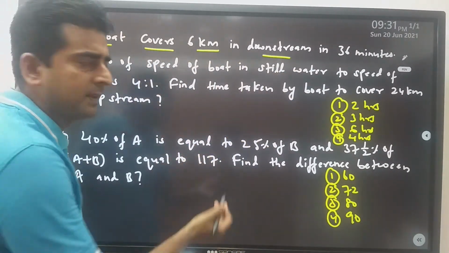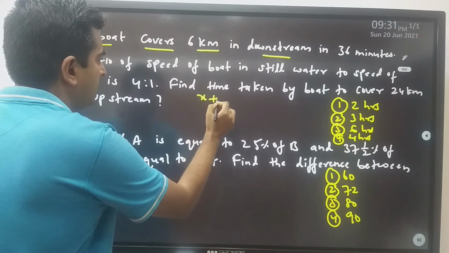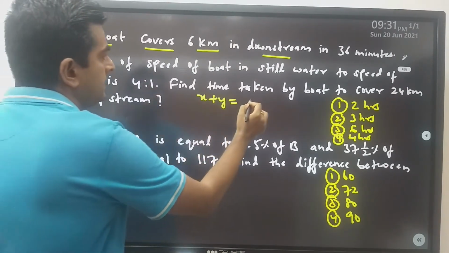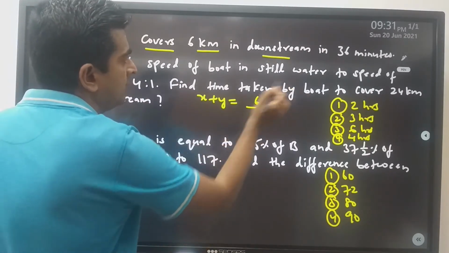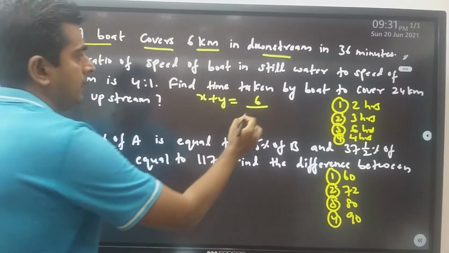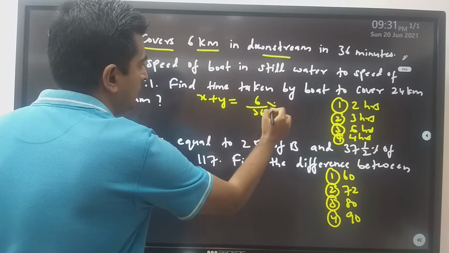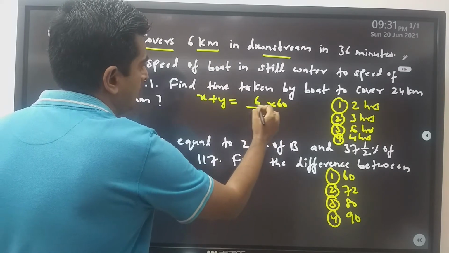Downstream is nothing but x plus y. So x plus y is nothing but how much? Distance divided by time, and speed is in kilometer per hour, right? So this is 6 divided by 36 into 60. So what is the answer? 10.